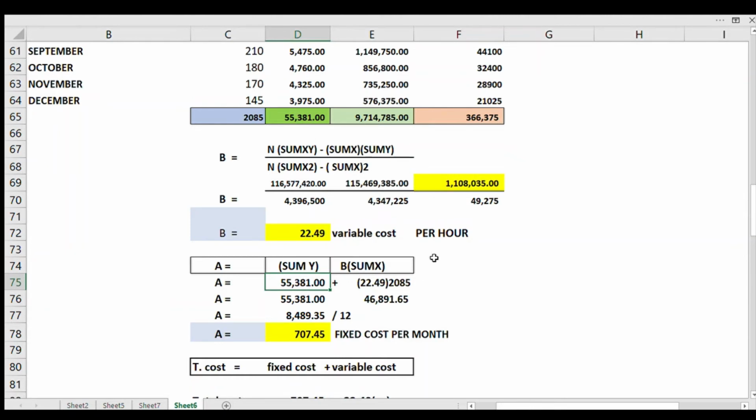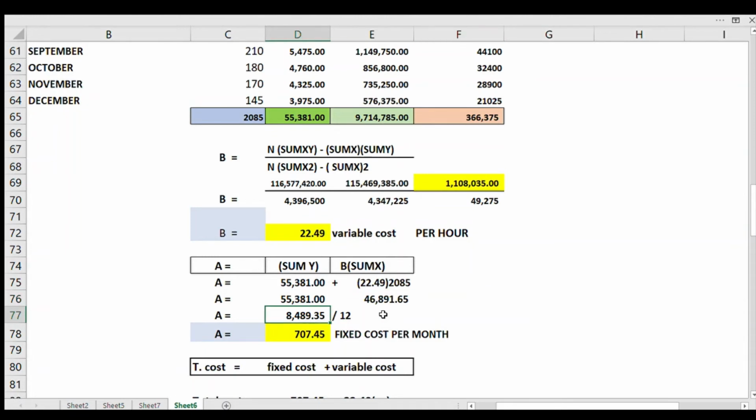And we will add the variable cost per hour multiplied by the 2085, which is the summation of X. Okay, so bring down 55,381, i-add muli yung result ngayon nito na 22.49 times 2,085, which is the number of hours or the summation of hours. That is 46,891.65, and the result here is much higher.